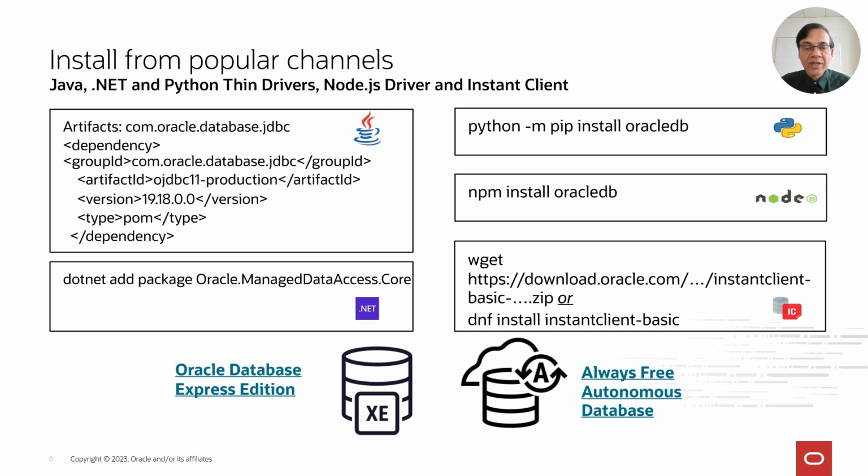Now, you surely need the Oracle database for doing the development. If you already have a corporate database, you can use that. But if you want a free version of the database, you can download it from oracle.com as Oracle Database Express Edition, or you can also get a cloud version of our free database, which is the Always Free Autonomous Database.